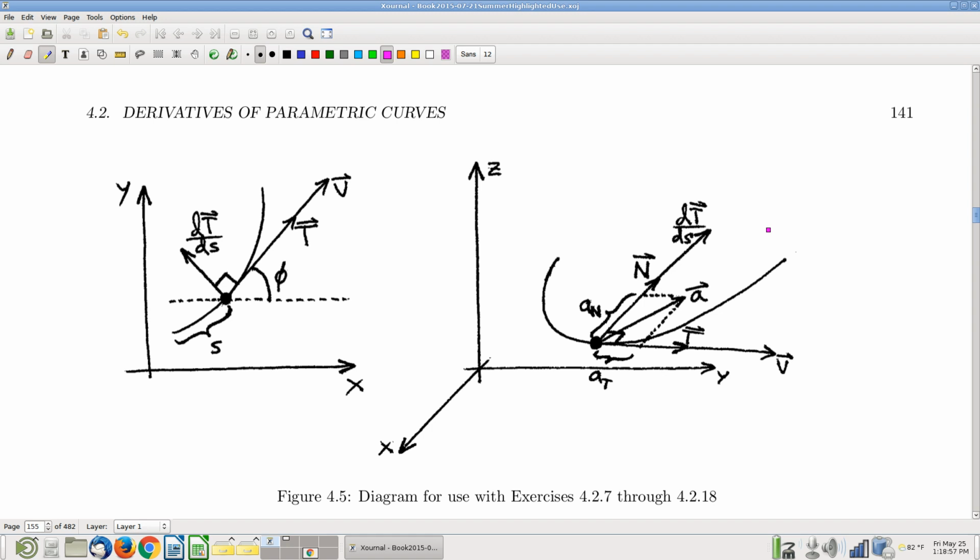So follow the hint. Do the exercises in the order that they're presented, and follow the hints carefully. That said, I do want to talk a little bit about what the objects are that are involved.